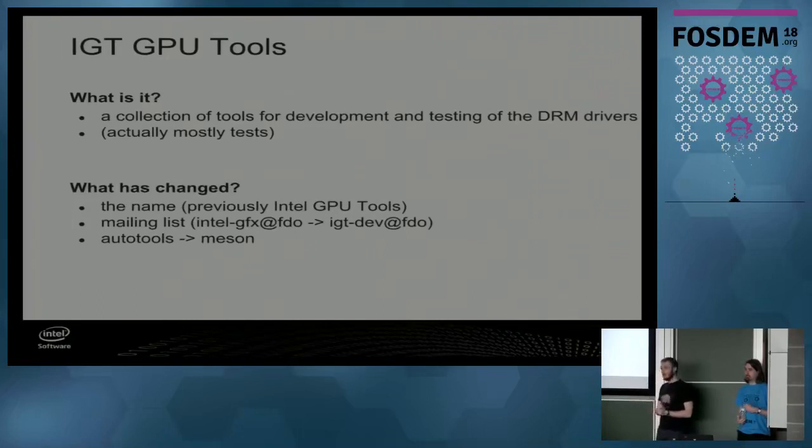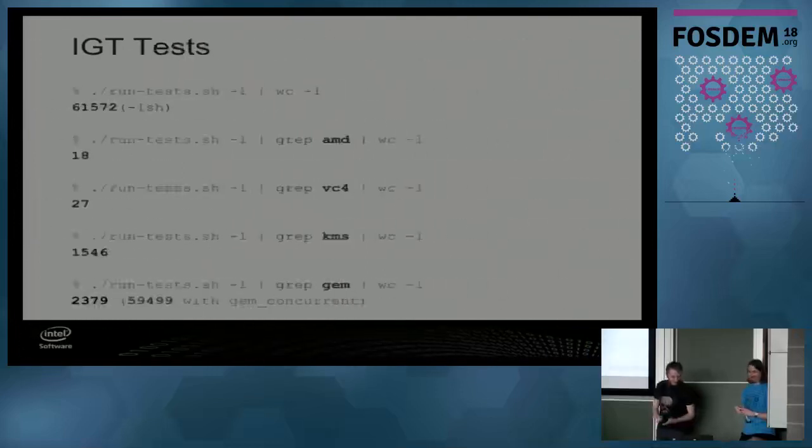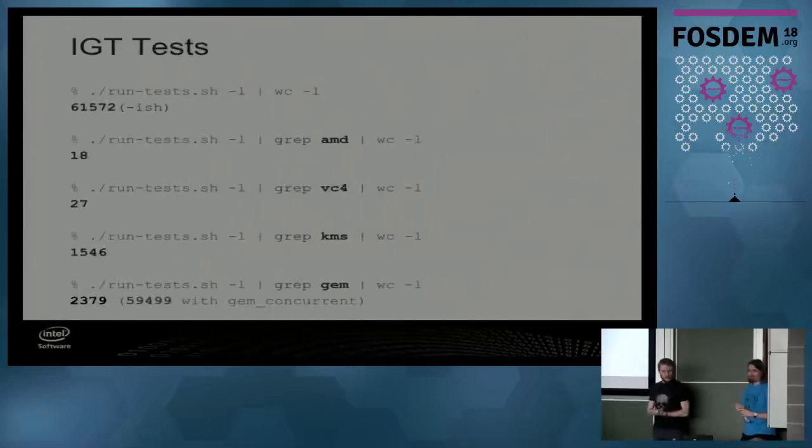We also moved the mailing list, so people won't be put off by sending mails to a company-named mailing list. We have a separate vendor-agnostic list for IGT now. And we are also starting migration from autotools to the Meson build system because it's much faster and nicer, and it's this new shiny thing all people like to work on. So yeah, let's take a look at what tests we have in IGT. 61,000 tests in total.